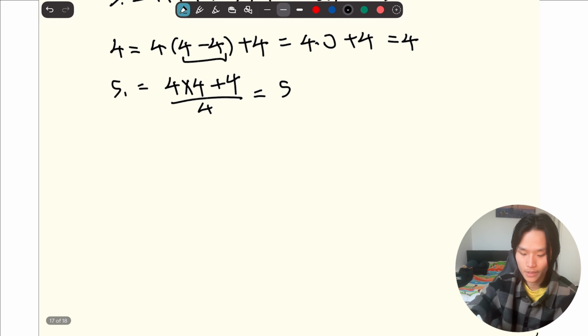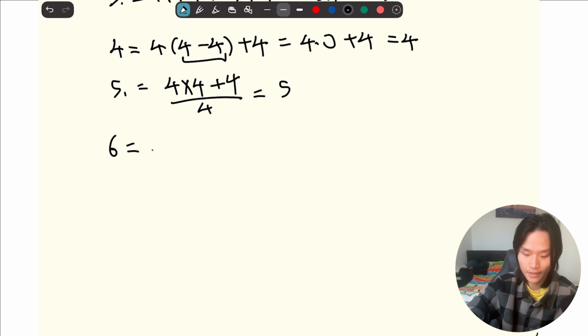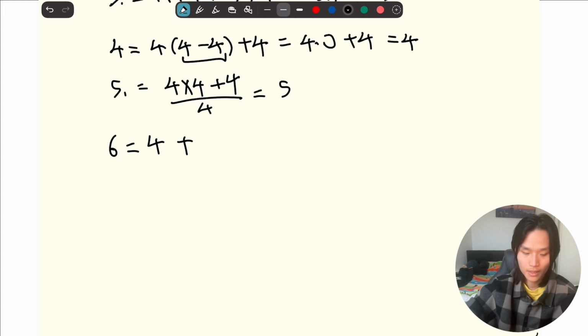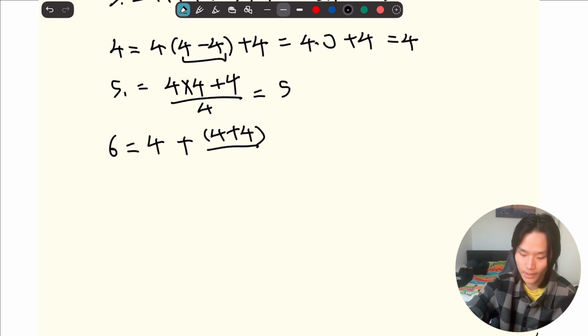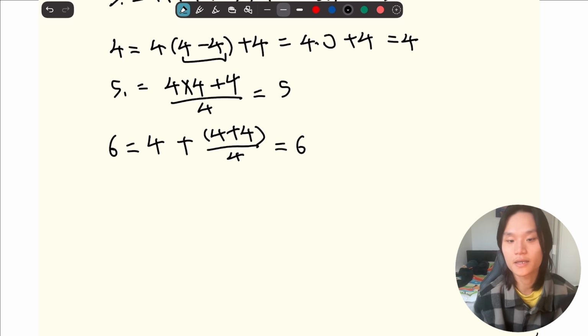Let's try number 6. For 6, we first have a 4, and we want to add 2. So we want to make 2 using the remaining three 4s. And the way we can do it is to add the two 4s. So that's number 8. And then 8 divided by 4, that's 2. So 4 plus 2, and that is 6.